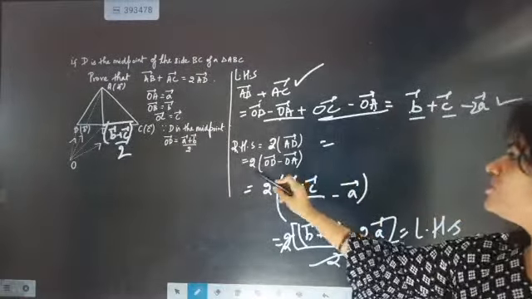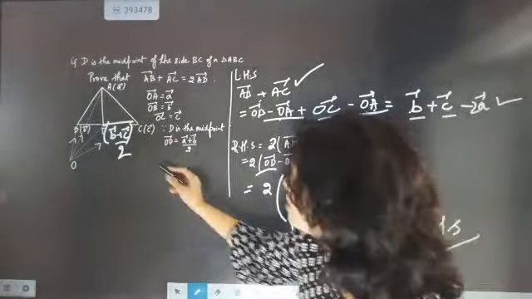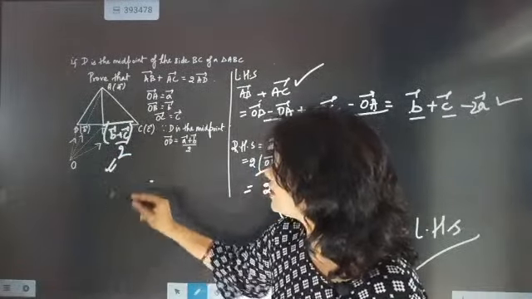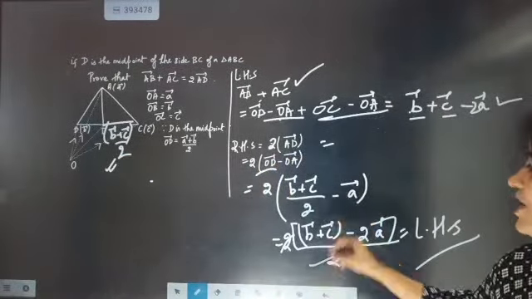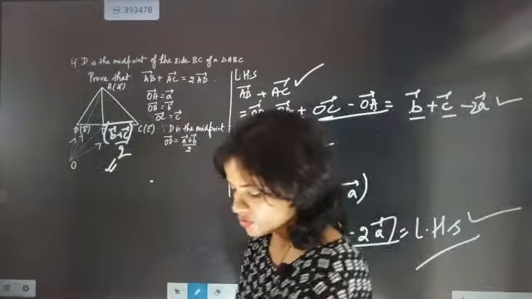So now look here. 2 times (OD vector minus OA). Now OD I had done, silly me, very fast writing. So B vector plus C vector by 2. Once I have done that, it is coming equal to LHS. So we are going to keep it till here only.